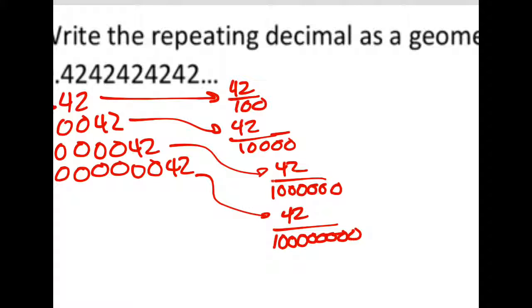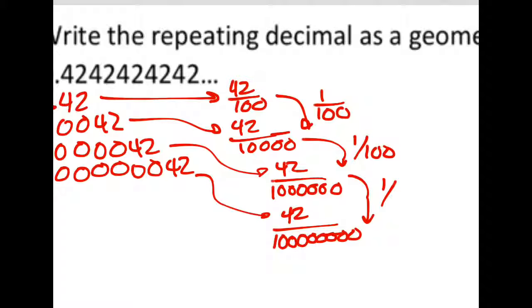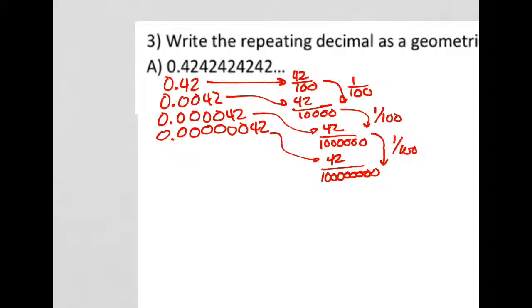But the key is each time I'm increasing the number of zeros by 2 in the denominator, which means that's like I'm multiplying by 1 over 100. Same thing, multiplying by 1 over 100 each time. So my first term, if I'm writing in geometric sequence here, a sub n equals my first term, which is 42 over 100, times my ratio r, which is 1 over 100, to the power of n minus 1.